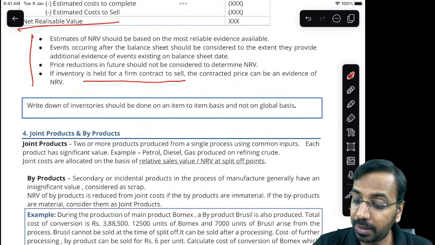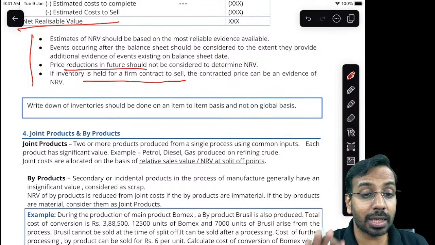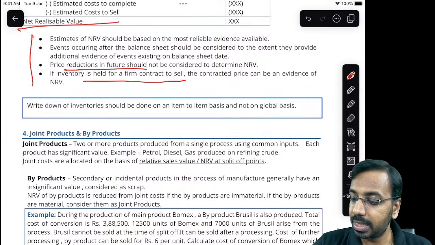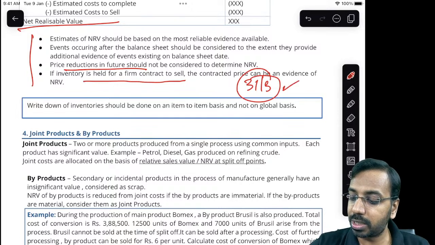Okay. Now, if future price reductions happen, that should not impact my NRV calculation because it is on 31st of March. What is the rate on that date?